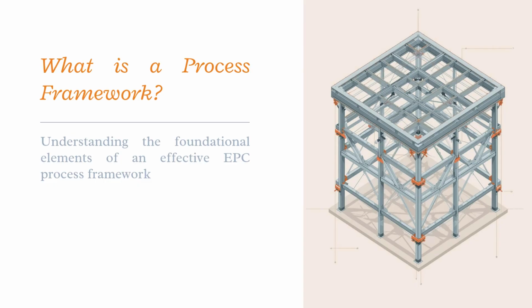Process framework tells you what all processes your company has, how they are structured, how they connect, and what belongs to HO, RO, and the site, how the value chain flows end to end. Think of it like the map of your organization, not the roads, not the traffic rules, but the entire city plan.